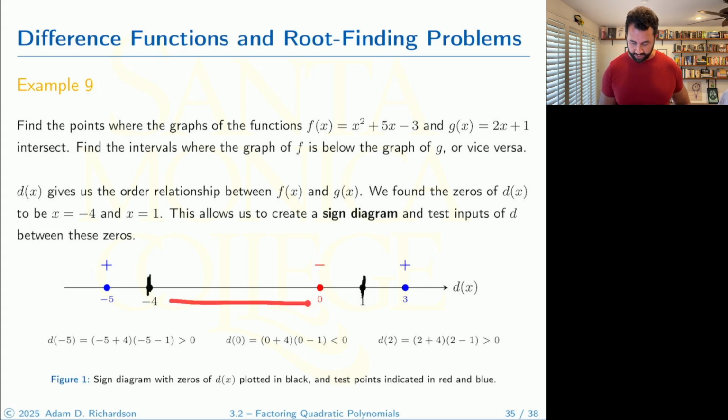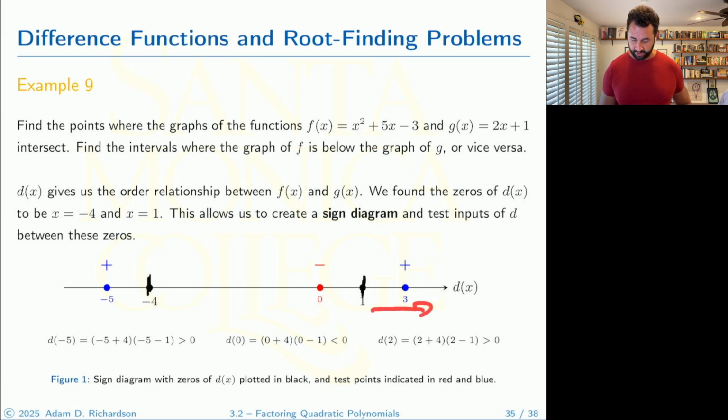Now pick any point in between negative 4 and 1, and go for the lowest hanging fruit. Pick the easiest point you could imagine, 0. Let's plug 0 into d. We get that, get that. This is a positive times negative. That's negative, so it's below. The graph of f is below the graph of g there.